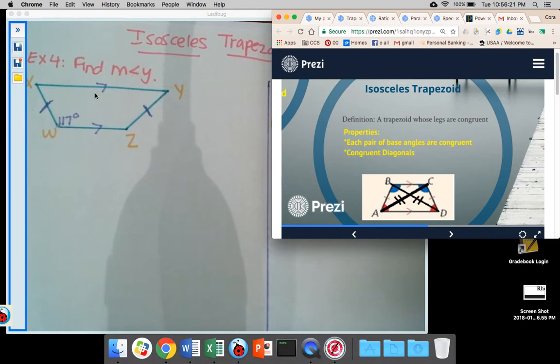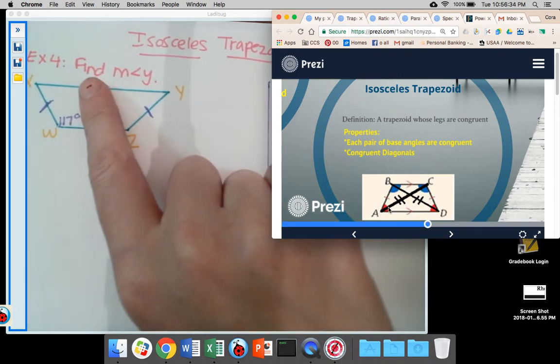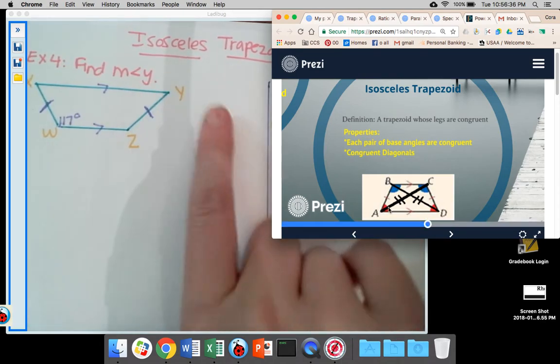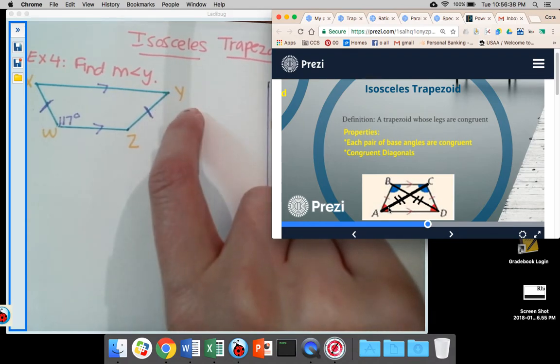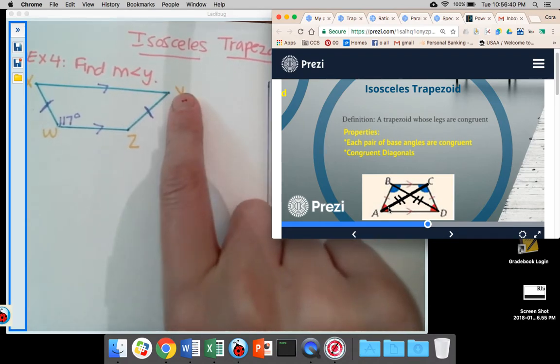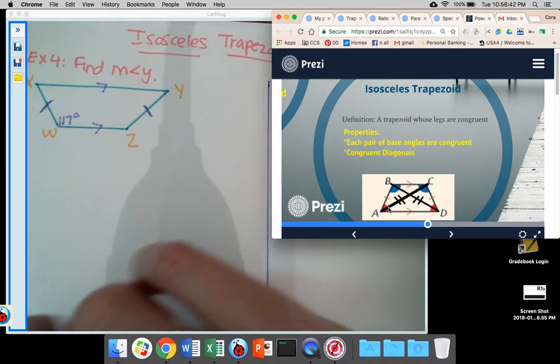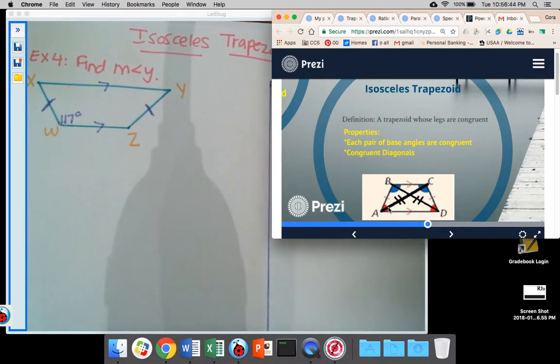And also keep in mind we have parallel lines cut by one transversal here and another transversal here. So that means some parallel line properties might pop up as well. Okay, so the first one says to find the measure of angle Y. So this is our end goal. We want to find what angle Y is. Alright, so we're given that W is equal to 117.